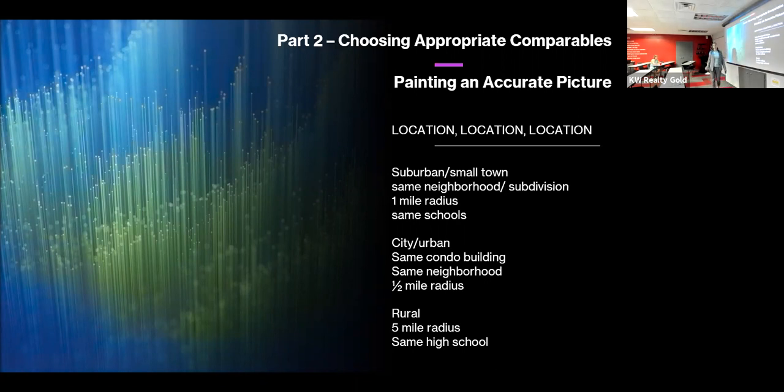Suburban, small town. You look for the same neighborhood, you look for the subdivision. What's your magic distance? Is a 1 mile radius, as long as it sticks in the same schools. Look at your elementary school, because it can change the quality that people see based on the elementary school. Your middle school is probably gonna be the same in a mile. Your high school is gonna be the same in a mile, but your elementary school could change.